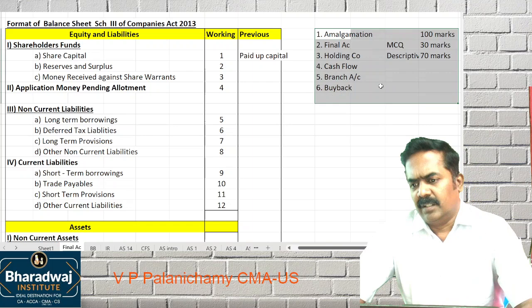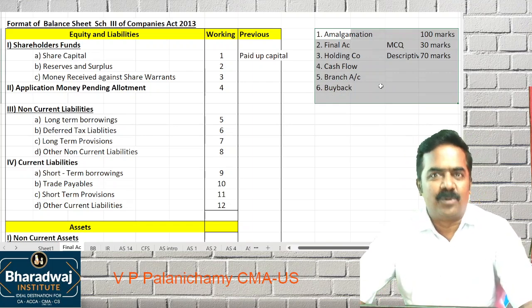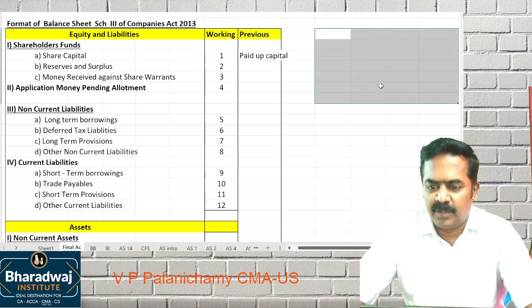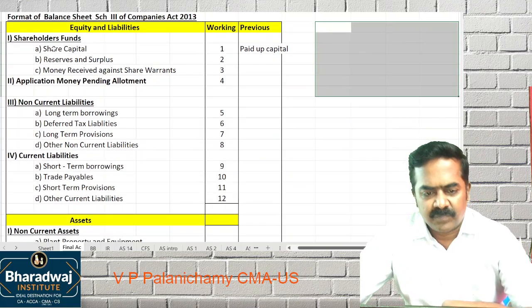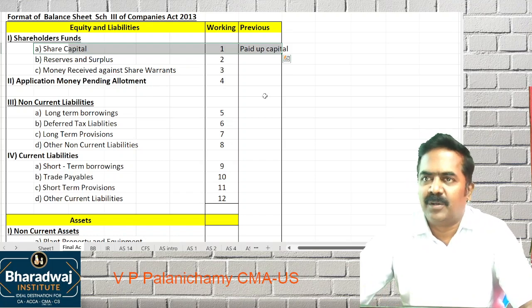Accounts is no more accounts where you just prepare a P&L account and balance sheet. You write notes to accounts. For example, if a balance sheet based question is asked, it's not just preparing a balance sheet. When they give you additional data with respect to share capital, you have to give it in the form of notes to accounts.